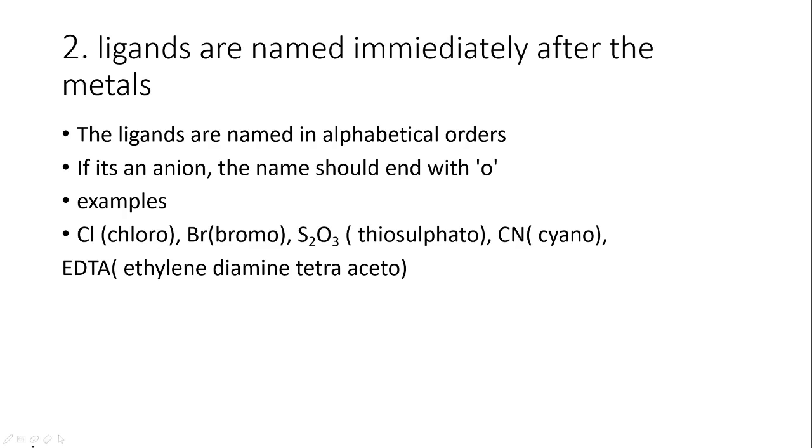This is very, very important. The name of the ligand should end with O. If it's an anion and you just use the normal name to end it, you end up failing everything completely. The name should end with O. Please take that. Example: chlorine turns to chloro. Bromine turns to bromo. Thiosulfate turns to thiosulfato. Cyanide turns to cyano. Ethylenediaminetetraacetic acid turns to ethylenediaminetetraaceto.